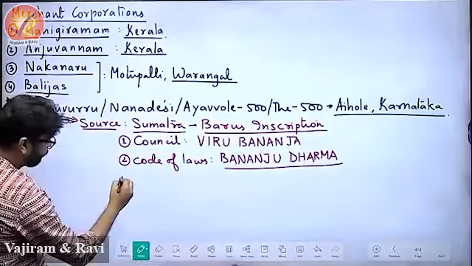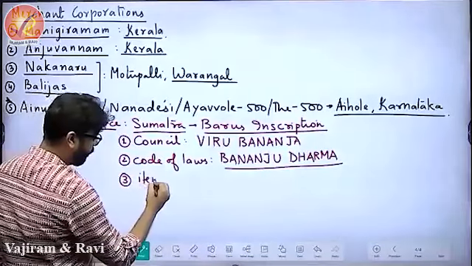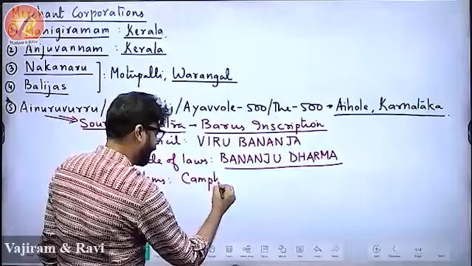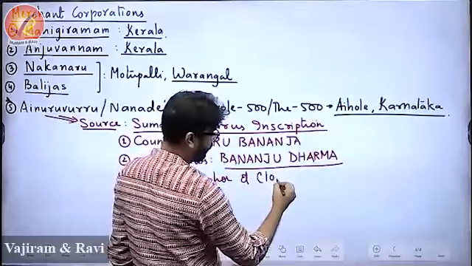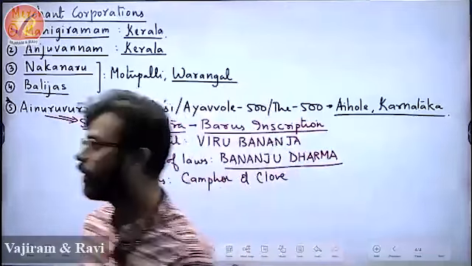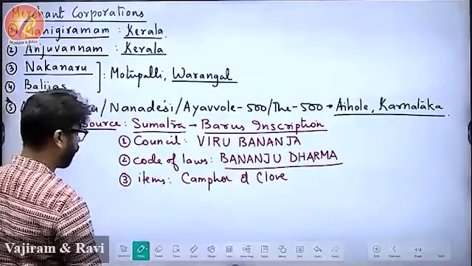Number three, the items that they traded from Southeast Asia were camphor. Camphor is not an item, it is a tree. Clove, it has creepers. So that were brought from Indonesia to India, all thanks to these people.